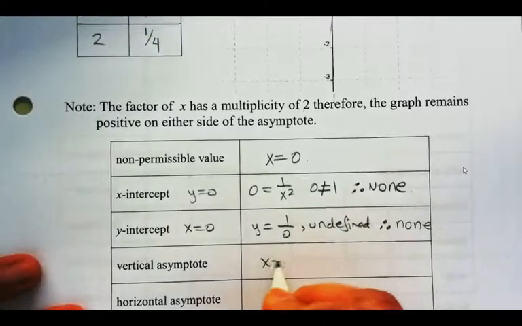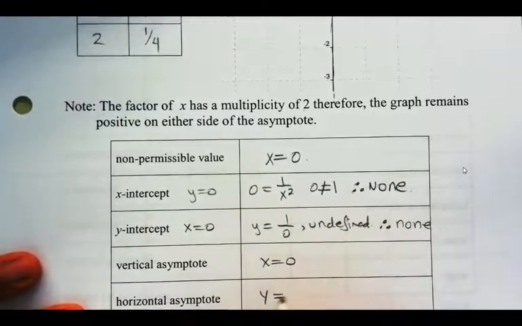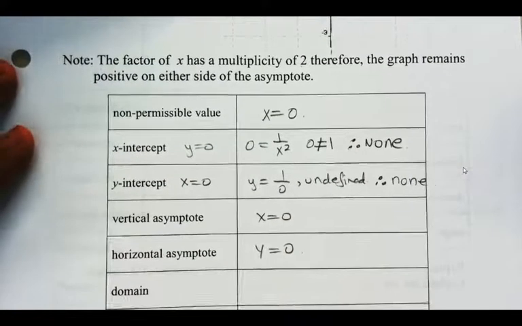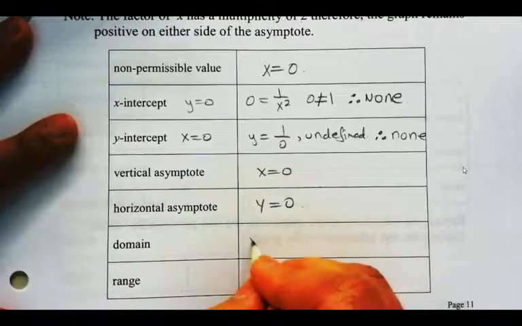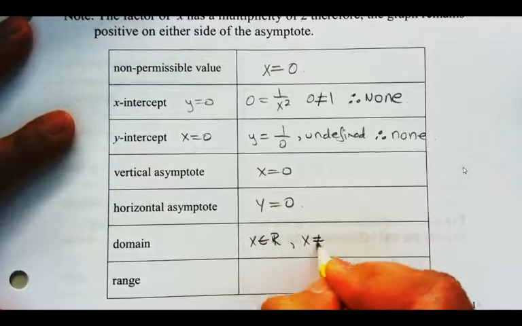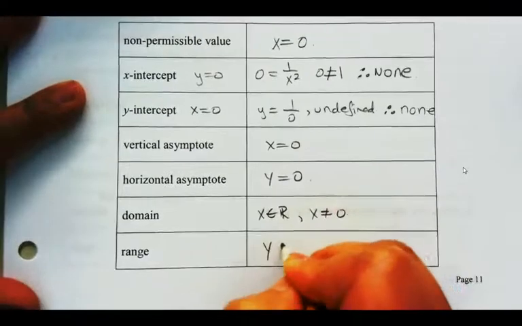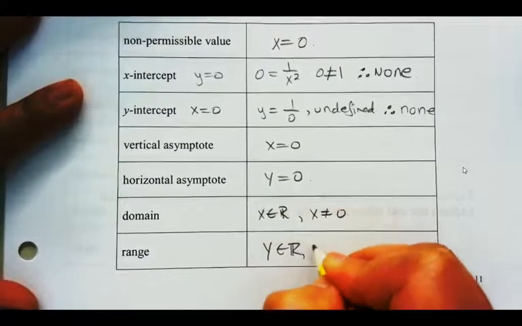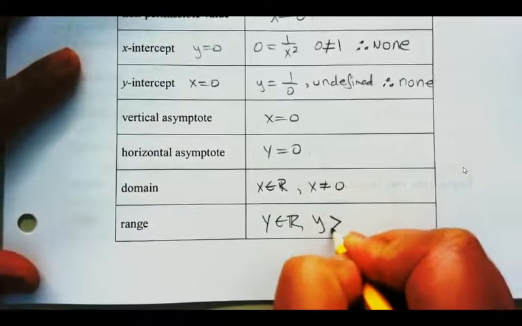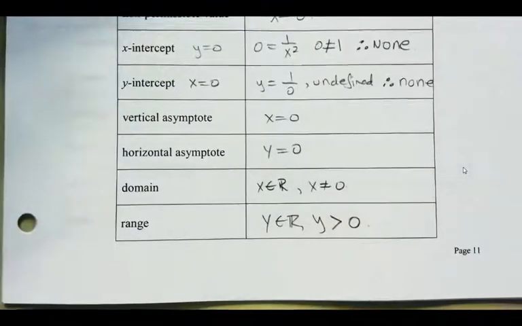So my vertical asymptote was x equals 0, my horizontal asymptote was y equals 0, and my domain is x cannot equal 0, and my range is y has to be greater than 0.